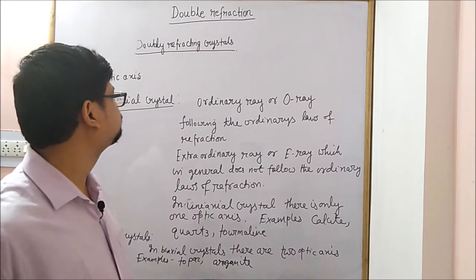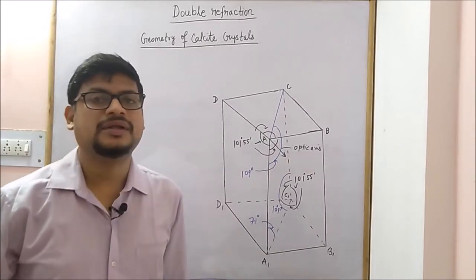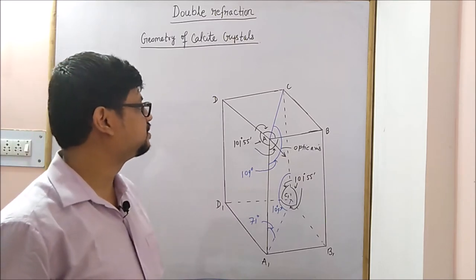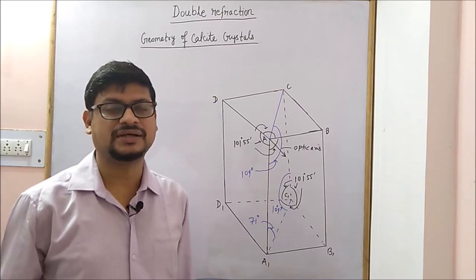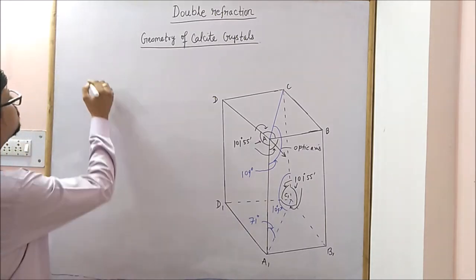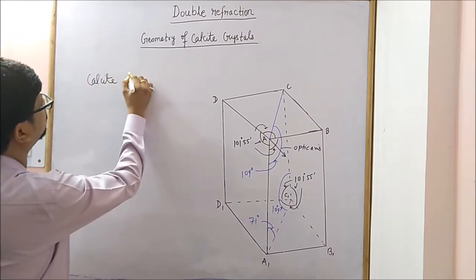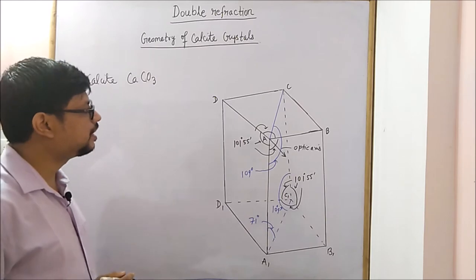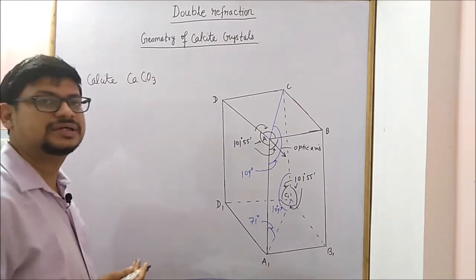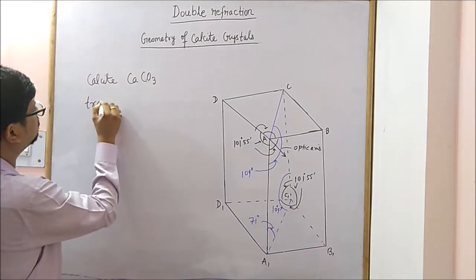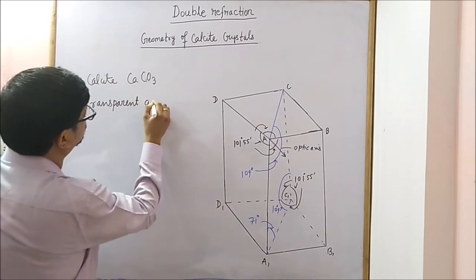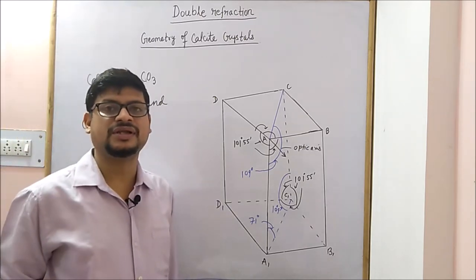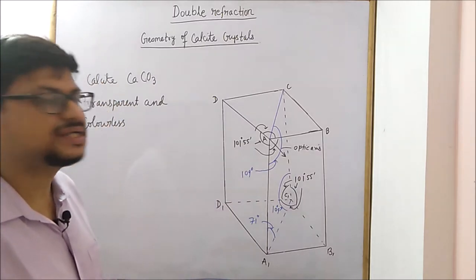Next, we shall see the geometry of the calcite crystal. Various doubly refracting crystals are found in nature, which have different shapes. One of the doubly refracting crystals is calcite, whose chemical formula is CaCO3. It is found naturally, and a large crystal of calcite is transparent and colorless, and at times it was found in abundance in Iceland, and that is why it is also called Iceland spar.